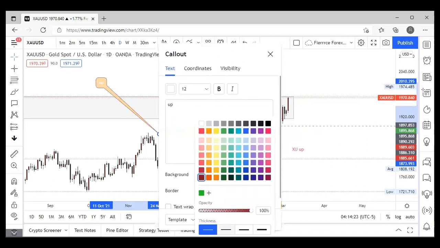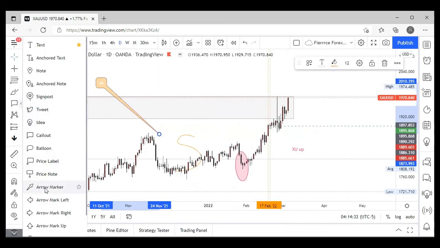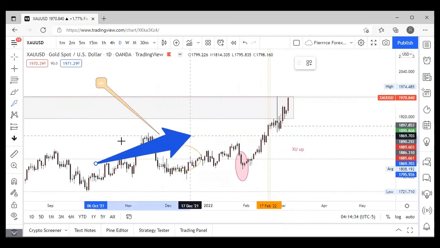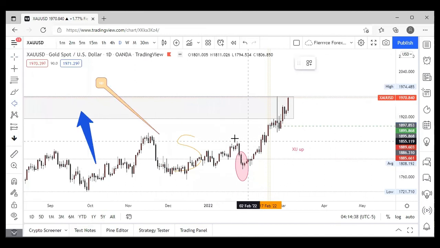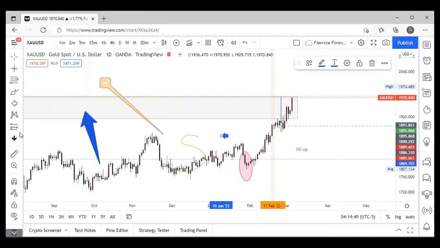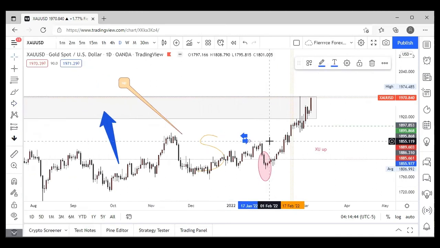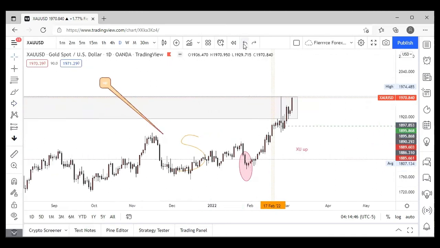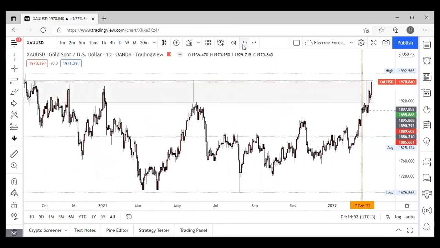Border. I can do thick border, really up to you. So play around with the text tools as well. You can put an arrow: arrow left, arrow right. All those things can help you do what you want with your chart, to mark it the way you want to mark it.